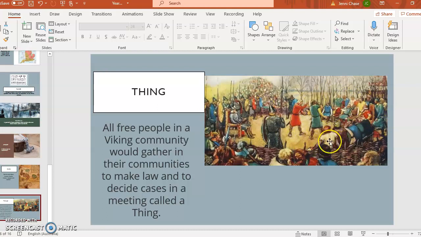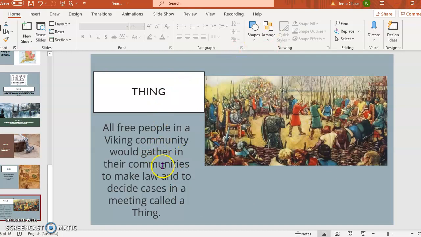Here are all the local free people. You would hear both sides, and the person in charge of the Thing would say basically what should happen. So if there was a crime, you would go on trial, as it were, at the Thing. This is a very early form of democracy, although it is a little bit more complicated than that, as we will find out. Iceland's parliament is called the Althing, and it's actually the oldest parliament in the world. It's over 1,000 years old. So there's your introduction.